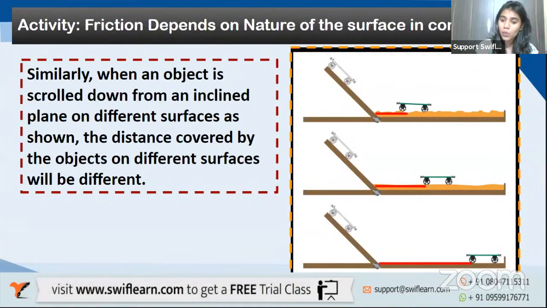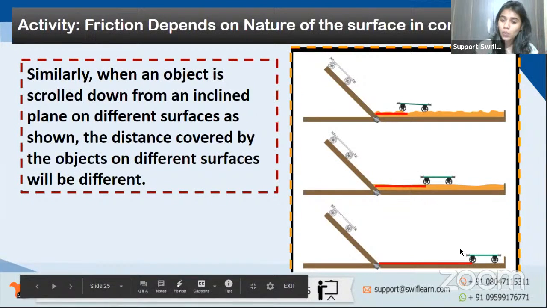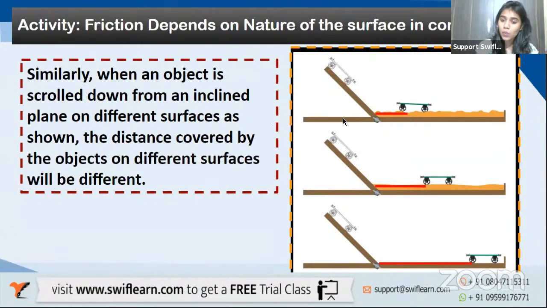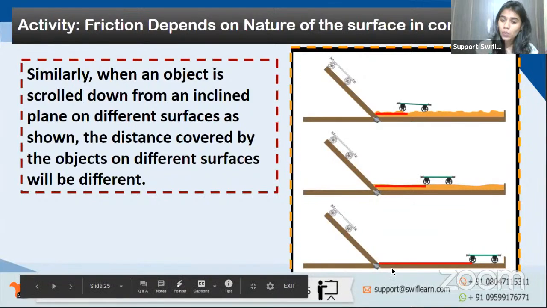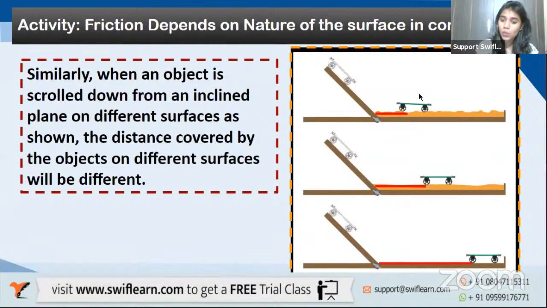And in the third case, I have taken a very smooth surface. So basically, the degree of inclination is the same, but I've taken three different surfaces. In the first case, I took a very rough surface. In the second case, I have taken an intermediate surface. In the third case, I have taken a very smooth surface. Now I am putting the cart over the inclined surface.